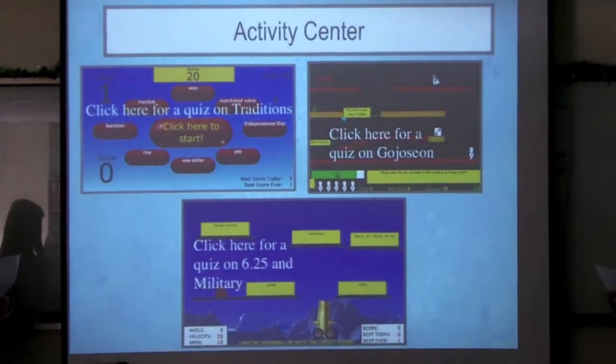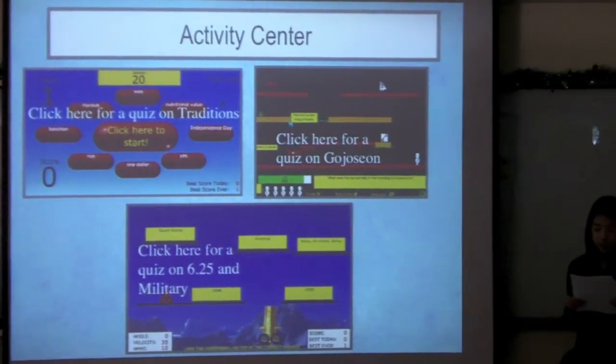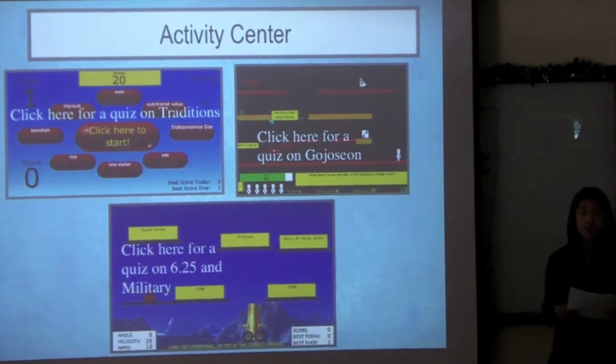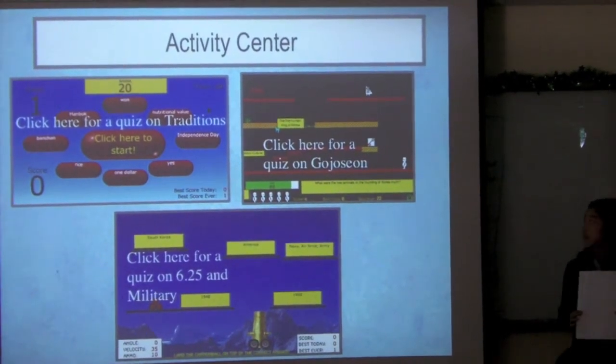So this is our activity center, and here everyone can enjoy activities that they can participate in. We created the games and we have quiz questions, so please enjoy.